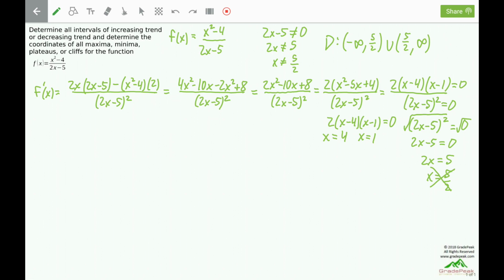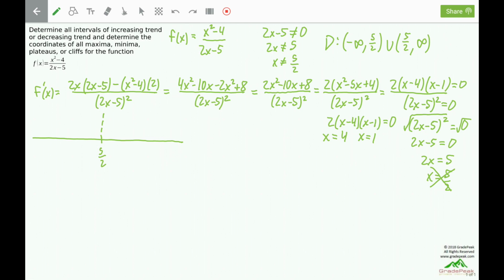critical numbers. We can now draw a domain line, a line representing the domain. It has no left end because it begins at negative infinity. It has no right end because it goes to positive infinity. But it does have a 5/2 not included. And that 5/2 is not included because it's making the denominator be a 0. And that means that that 5/2 is a vertical asymptote. So right at 5/2, which is not included in the domain, we indicate it's a vertical asymptote with a dashed line.